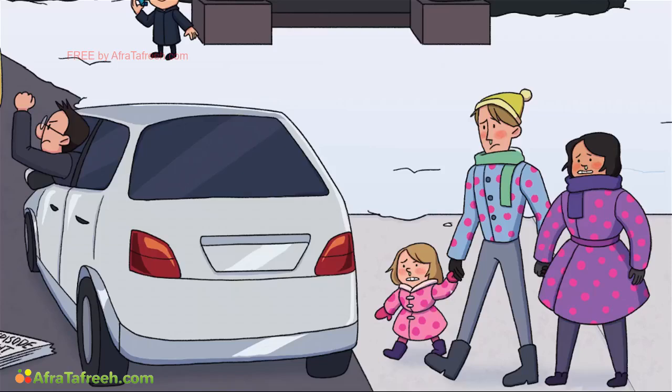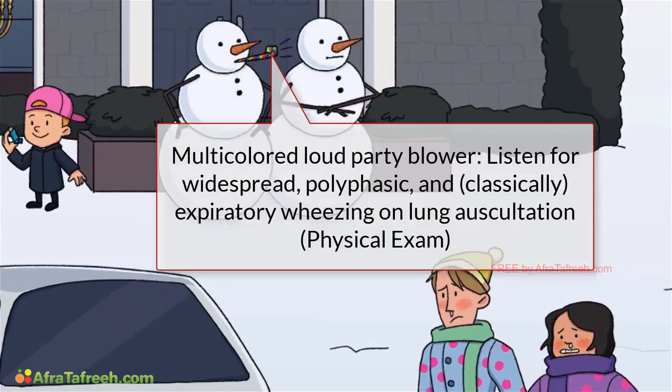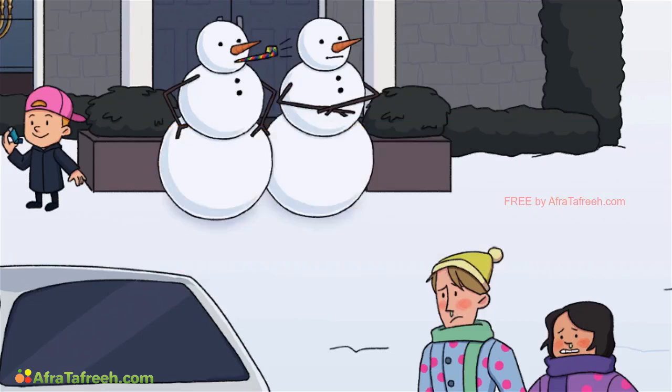All right, let's move on to the objective findings in asthma, starting with the physical exam. The most prominent abnormality on exam, if you find any at all, is wheezing, represented by our recurring Sketchy symbol, the loud party blower in that snowman's mouth. Asthma wheezes are most commonly heard on expiration, widespread, heard throughout both lungs, and polyphasic, having different pitches, tones, and durations, which is why the snowman's party blower is multicolored.